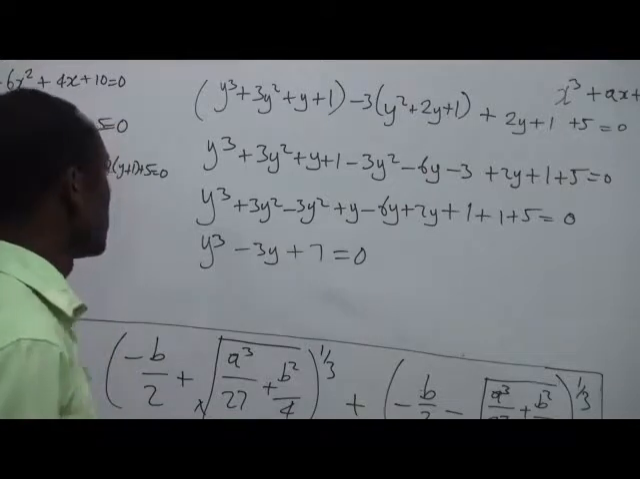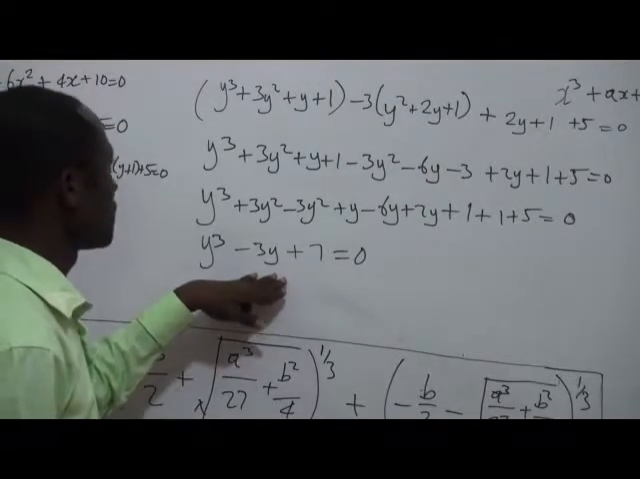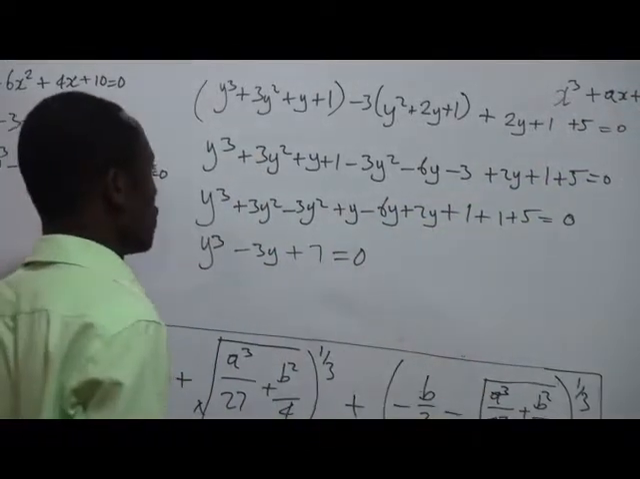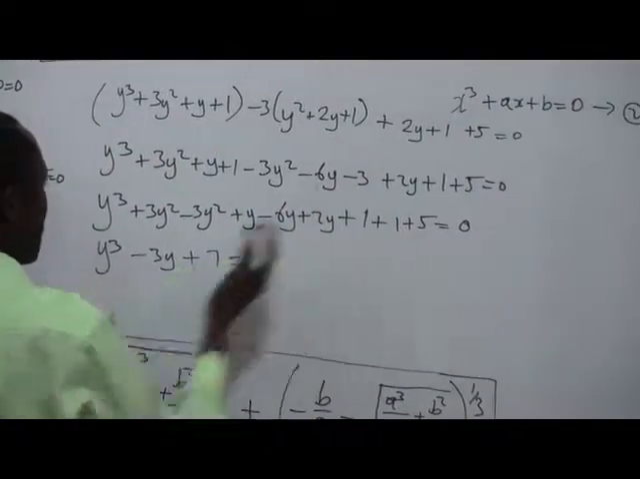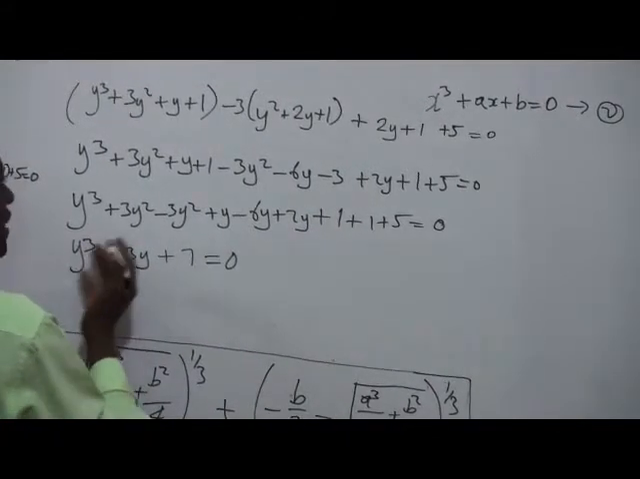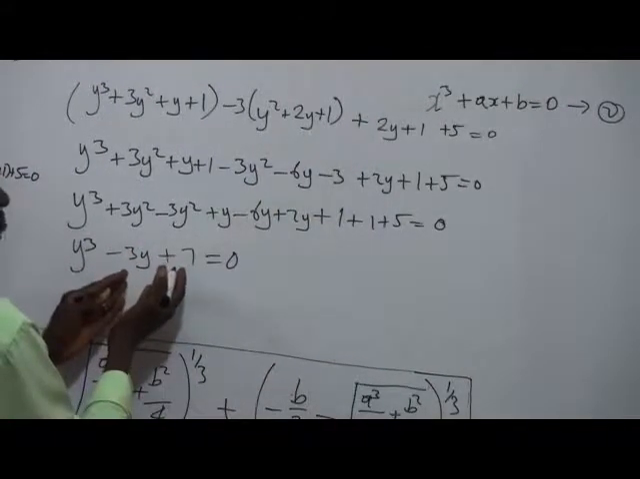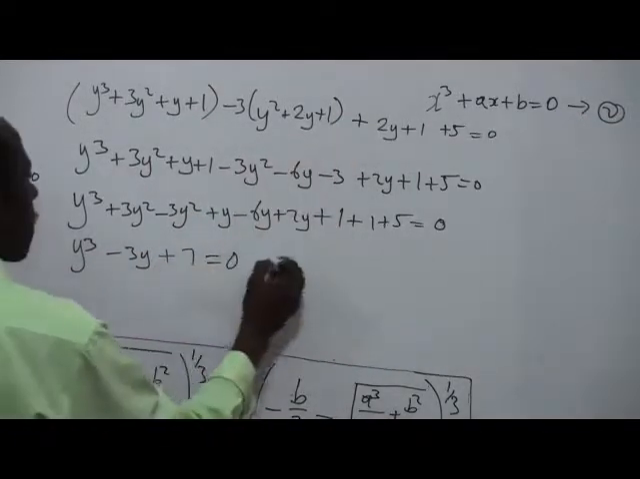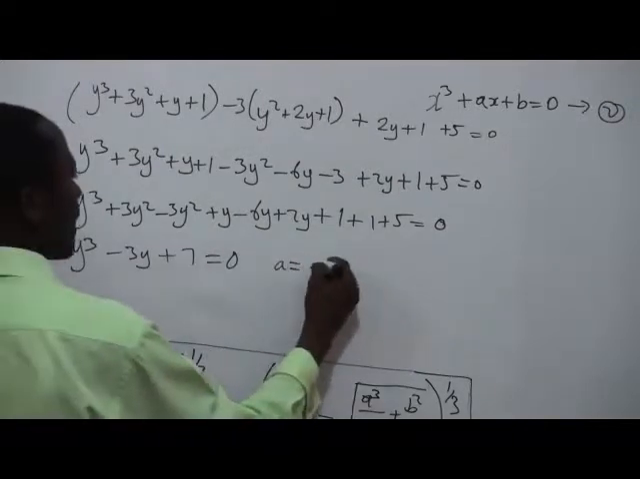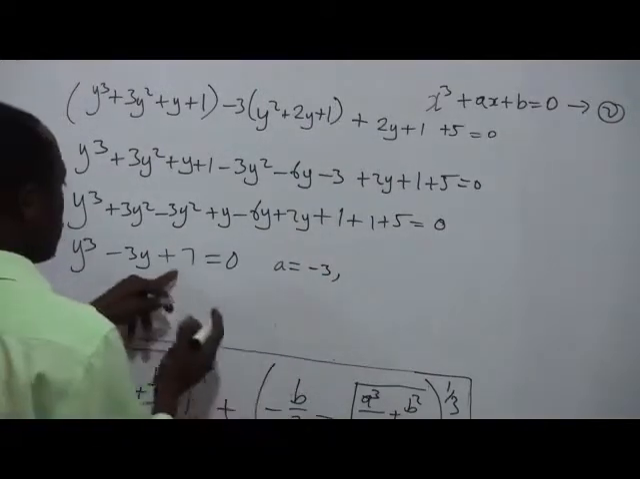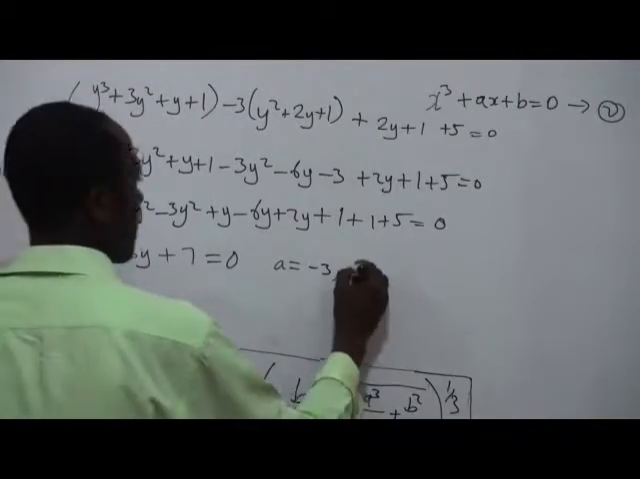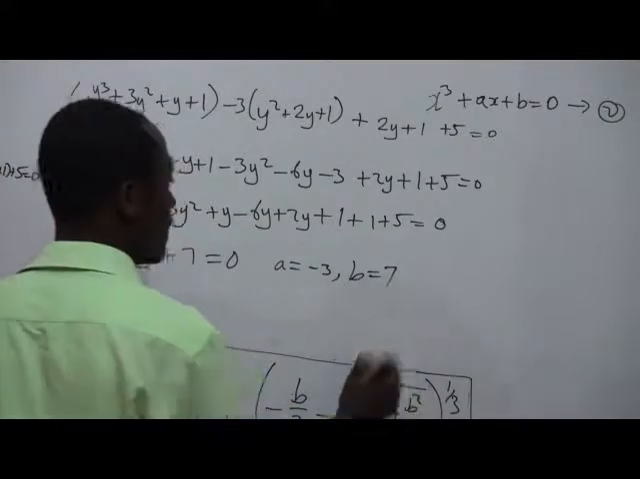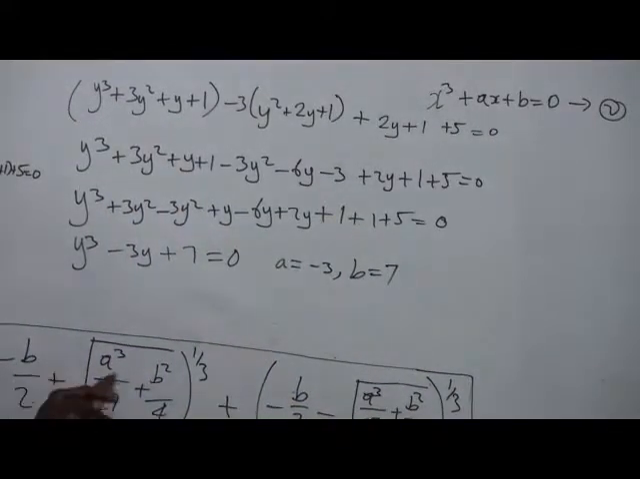We can compare this equation to that of equation 2. By comparison, we have y cubed, negative 3y, that is ax, which means that our a is equal to negative 3, and our b is 7. Yes, now we have got our a and then our b.